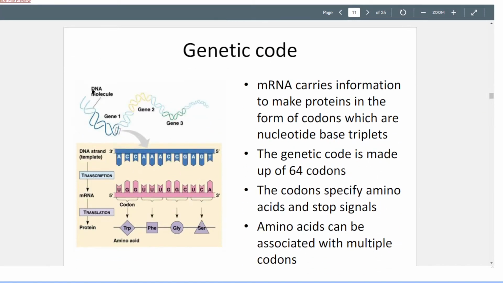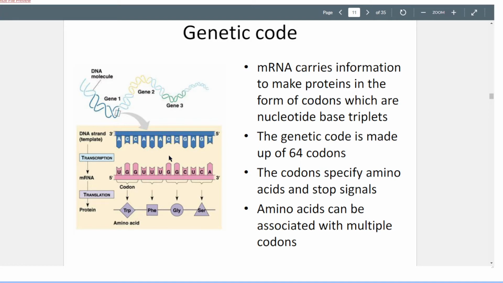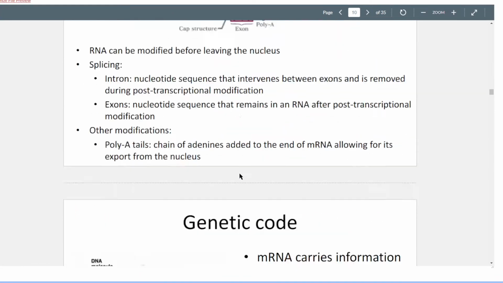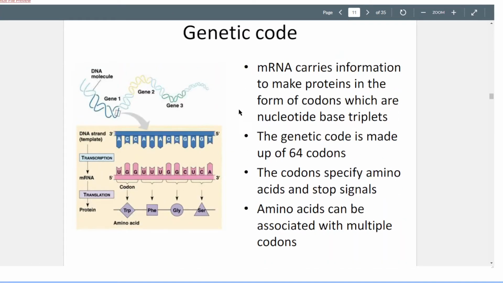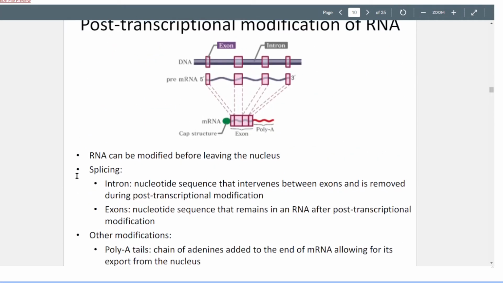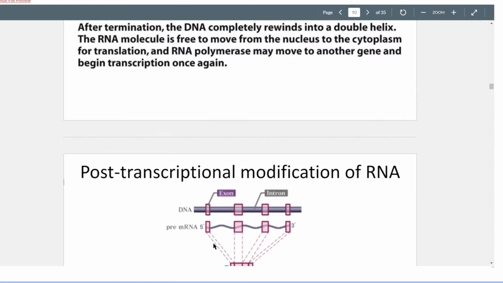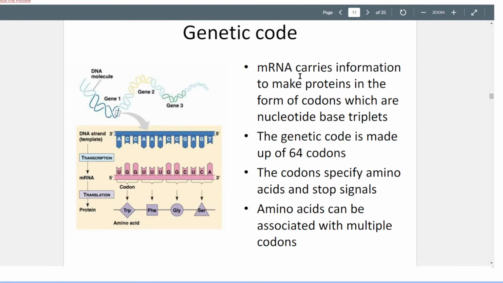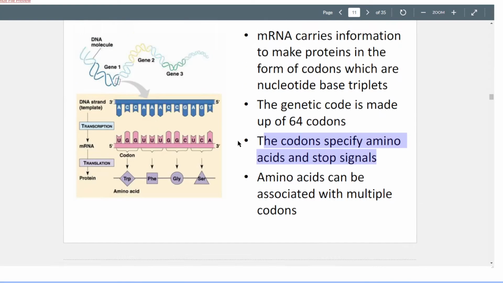So let's talk about genetic code. When we remove all the introns, we're left with the exons, and these exons may carry information to make proteins. This is what differentiates between exons and introns. Exons make proteins, introns don't. So genetic code is made up of 64 codons, and each codon is made out of 3 nucleotides. Each codon makes an amino acid or a stop codon.